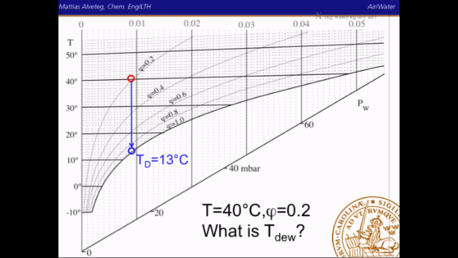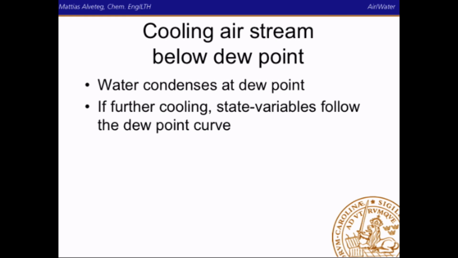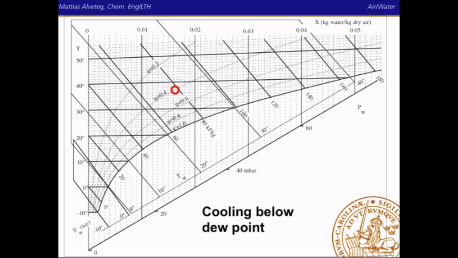If you cool below the dew point, water starts to condense, and you will follow the dew point curve, so the curve for 100% relative humidity. So you go straight down, and then you follow the 100% line until you reach the point. So how far do you go? Well, you can look at the enthalpy lines and compare this enthalpy here with this enthalpy down there. This is in kilojoule per kilogram of dry air.